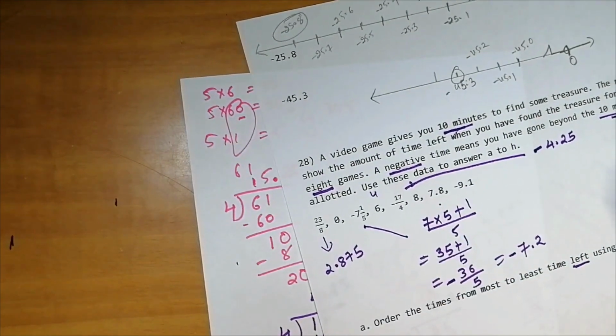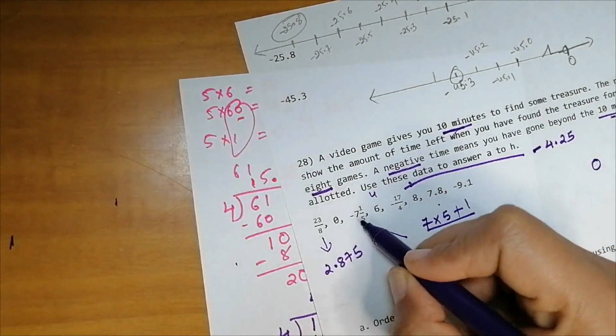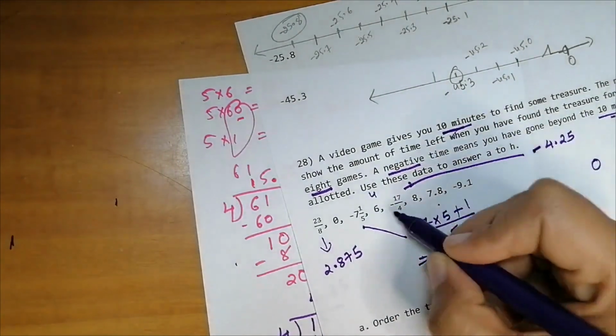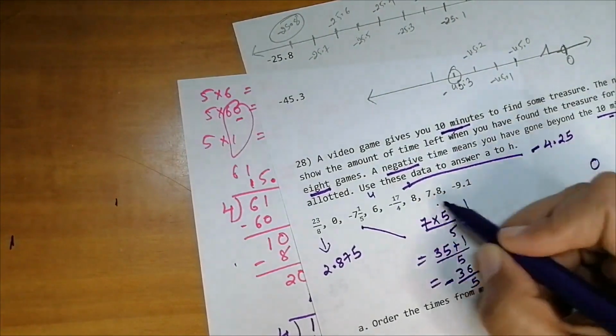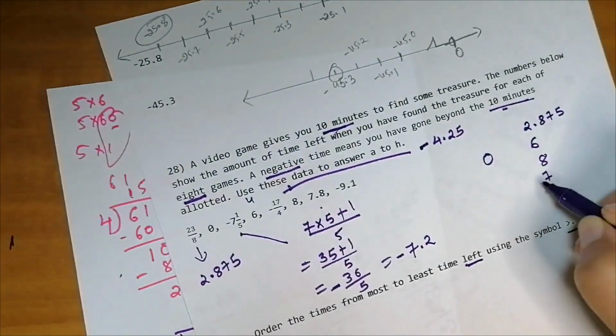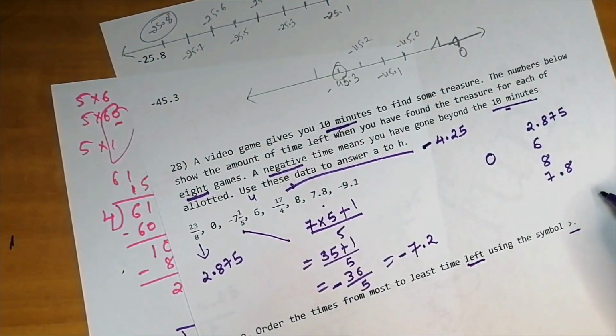Let's put all the positive numbers here. 2.875. I'll not put 0; I'll put 0 here separately. This is negative. Then I have 6 as a positive. This is negative. Then 8 as a positive. Then 7.8 as the positive. So I'm putting all my positive numbers here first, okay?